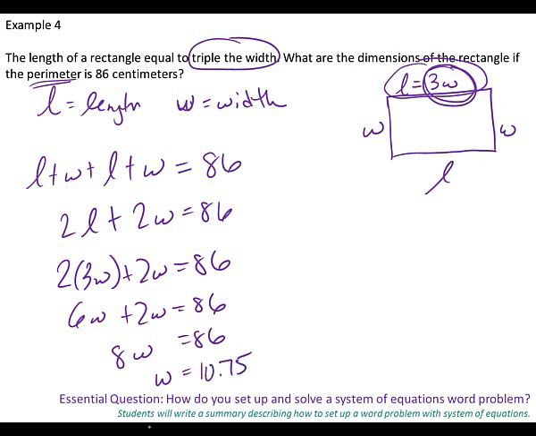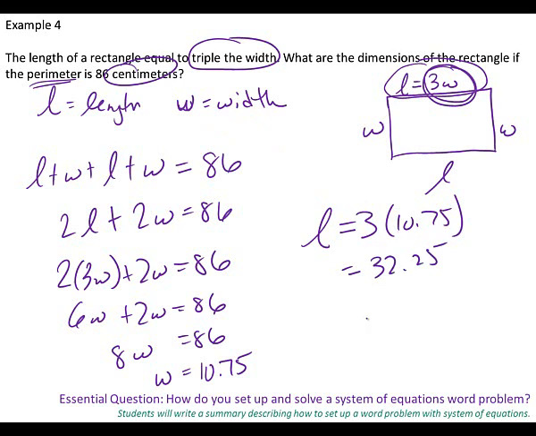10.75 sounds good. And then in order to get the length, what am I going to do with the 10.75? Plug it in. I'd probably use that 3W, right? So 10.75 times 3, and we end up with what? 32.25. It said centimeters. So we would say that the dimensions would be 32.25 centimeters by 10.75 centimeters.